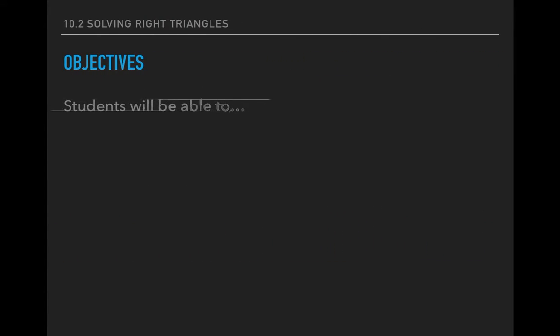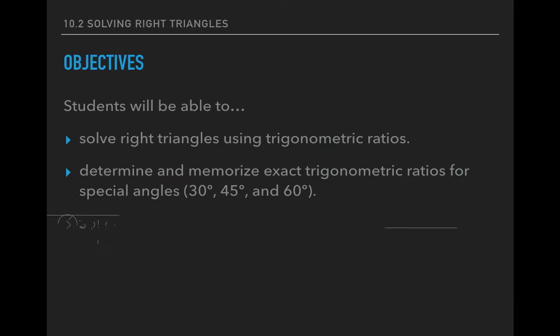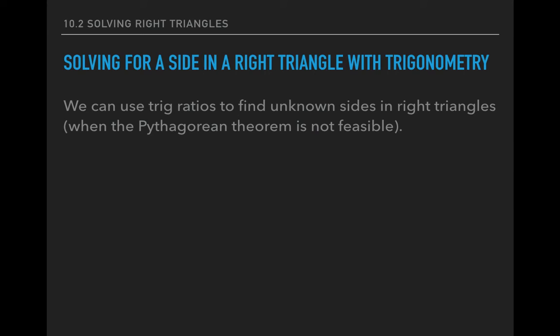As a student, you want to be able to solve right triangles using our trig ratios, determine and memorize exact trig ratios for special angles. Those are the 30 degree, the 45 degree, and the 60 degree, and solve word problems involving right triangles. Let's get started. Solving for a side in a right triangle using trigonometry.